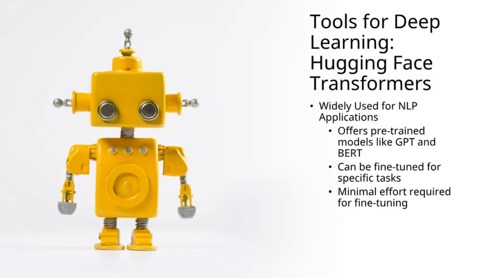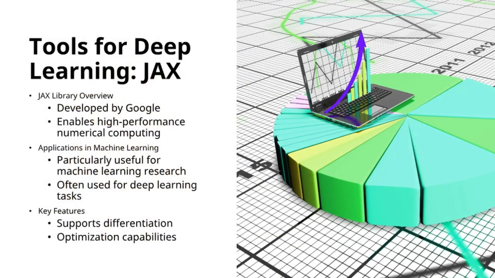Hugging Face Transformers is a popular library for NLP applications. It offers pre-trained models like GPT and BERT, which can be fine-tuned for specific tasks with minimal effort. JAX, developed by Google, is a library that enables high-performance numerical computing. It's particularly useful for machine learning research and deep learning tasks, offering differentiation and optimization capabilities.